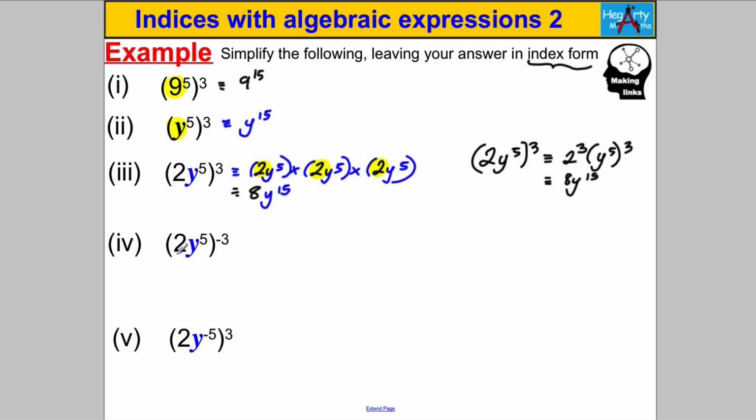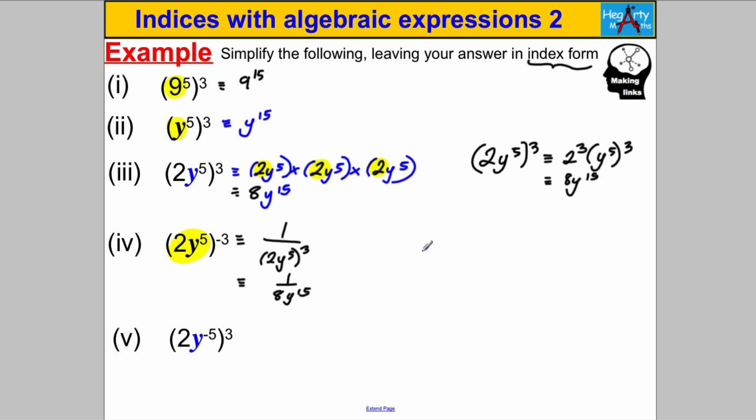Okay, what about this one? Now, this is where you have to be really careful. These last two are proper tricky stuff. So if you're struggling, it is going to be difficult, but bear with it. You can do it if you just keep concentrating. This thing here is getting raised to the power of negative 3. So that means this thing is the same thing as 1 over this expression 2y to the 5 to the positive 3. Now we've just done 2y to the power of 5 to the positive 3. Look, we've just done it up here. We said it was 8y to the 15. So this is 1 over 8y to the 15.